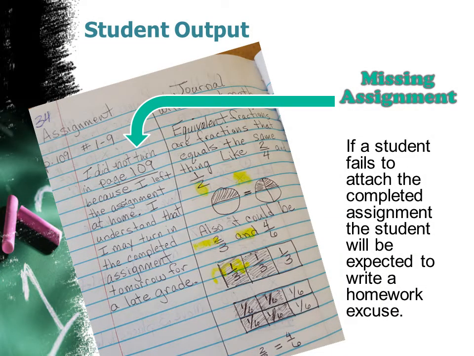At times, students don't turn in their homework. If a student fails to attach the completed assignment, the student will be expected to write a homework excuse. Parents, if you see your child has written a homework excuse in his or her notebook, please encourage your child to do the assignment and turn it in as soon as possible. We want to avoid entering any zeros in the gradebook.